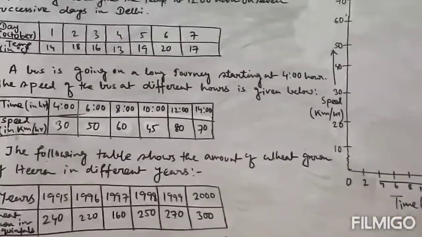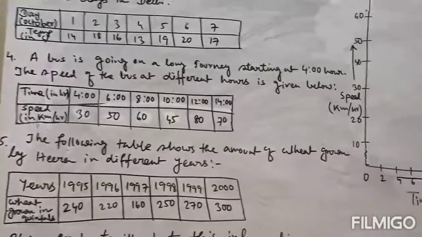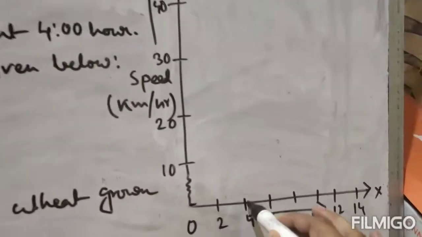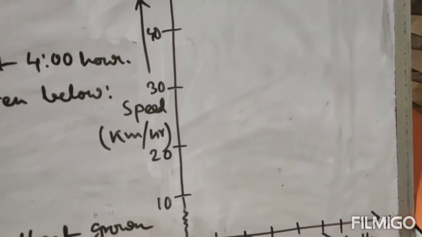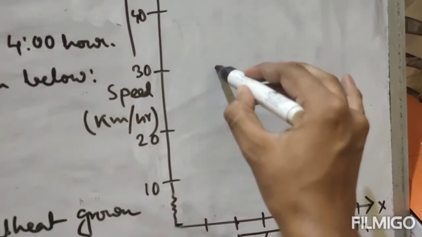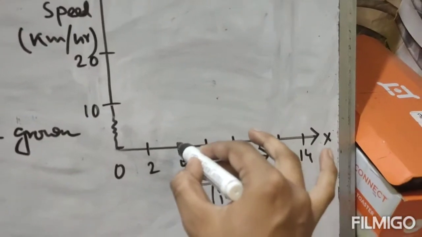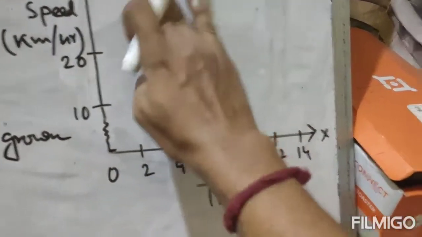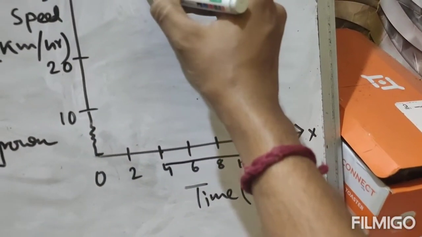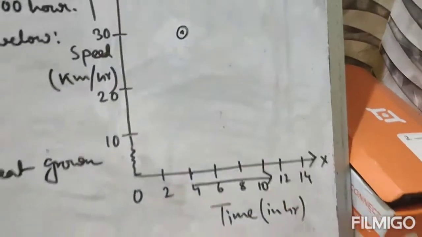Now plot that in 4 hours its speed is 30 km per hour. Now 30 is here, so the first point will be here. Just draw its 4 hours, approximately exactly it will be here.